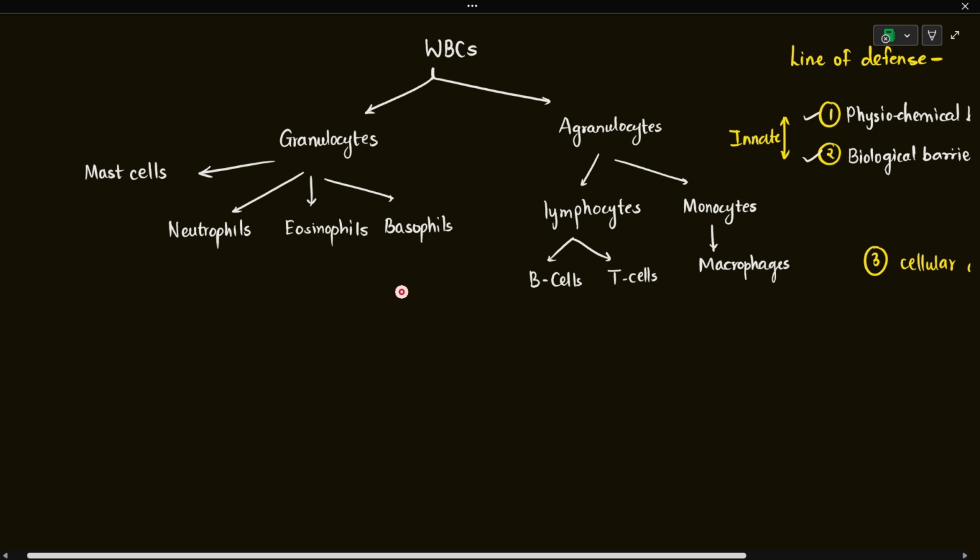So alongside the phagocytes, they are going to work alongside the antimicrobial peptides. They are going to work to kill the pathogens whenever there's infection. Okay, and the lymphocytes, they are part of adaptive immunity. So this is very important.